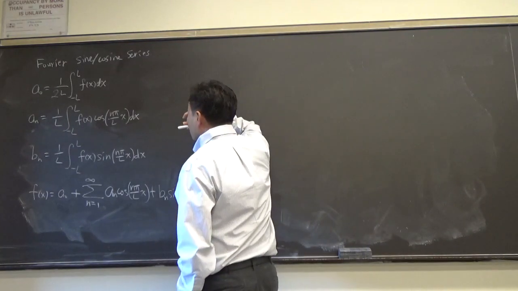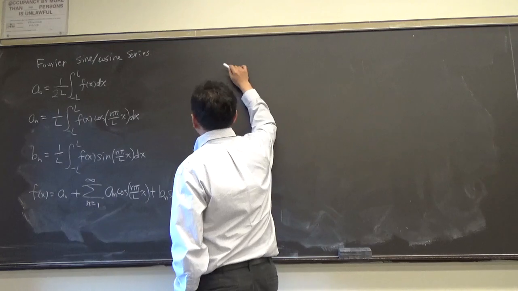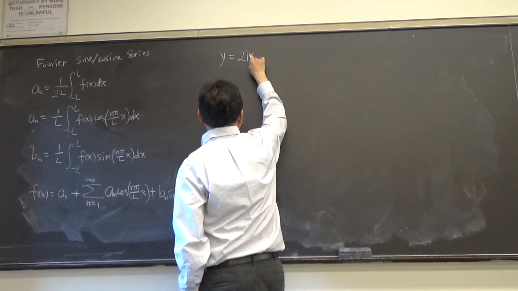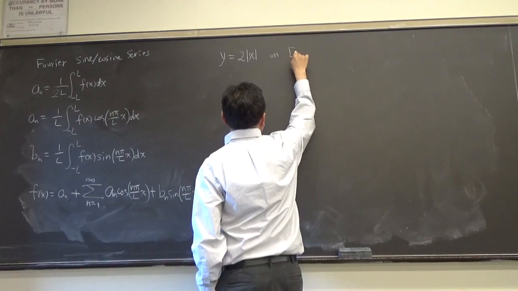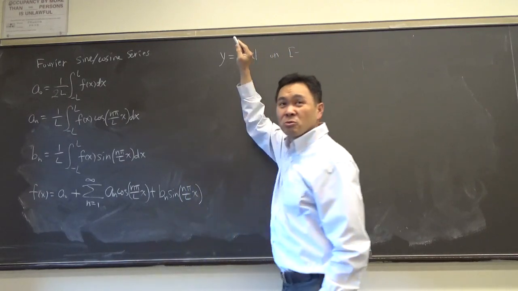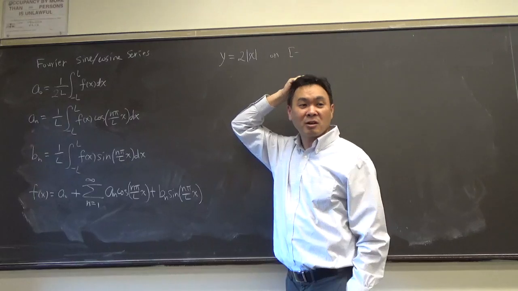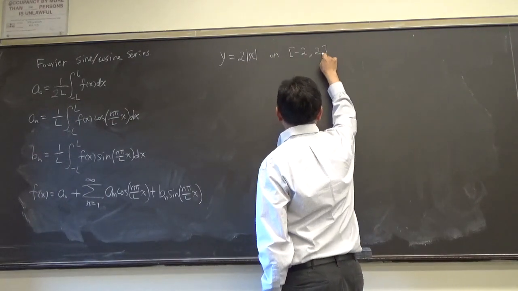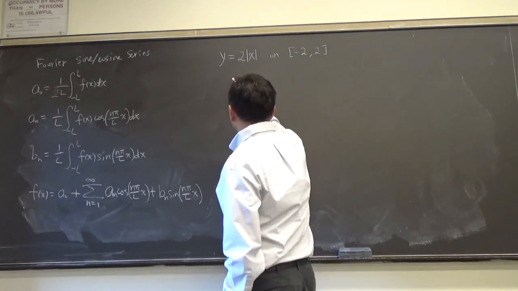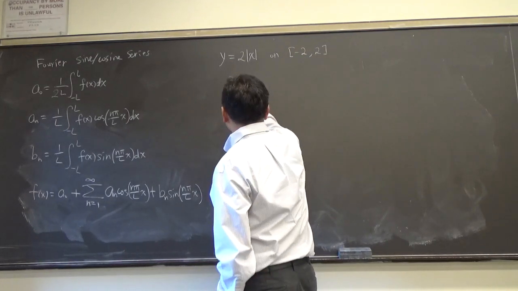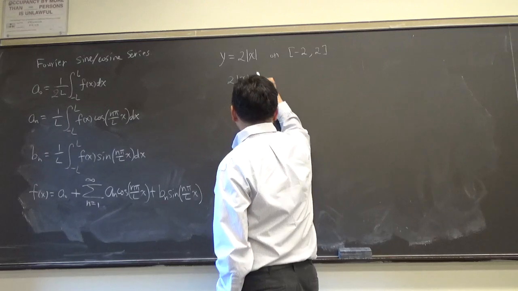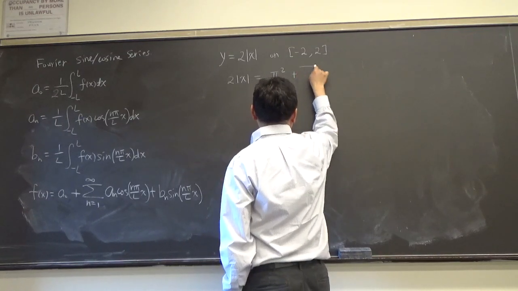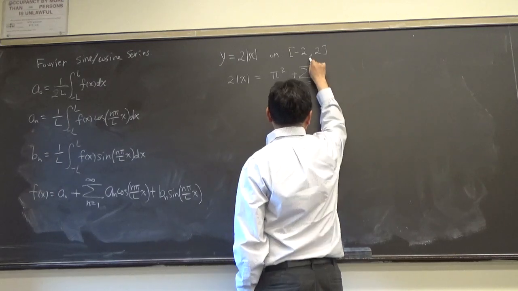I think one of the examples that we did before was the following. If you have y equals 2 absolute value of x on negative, was it 4 to 4 or 2 to 2? Which one did I? 2 to 2. 2 to 2? All right. So if I did this here, the result of this calculation was that this is equal to pi squared plus summation n from 1 through infinity.